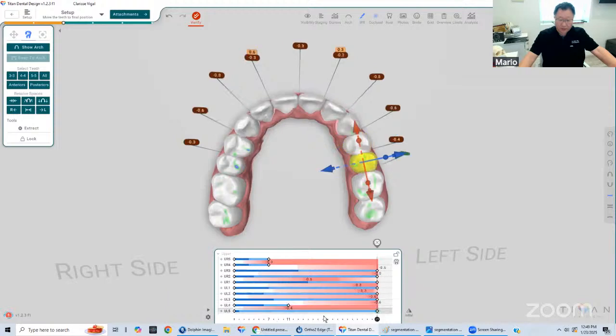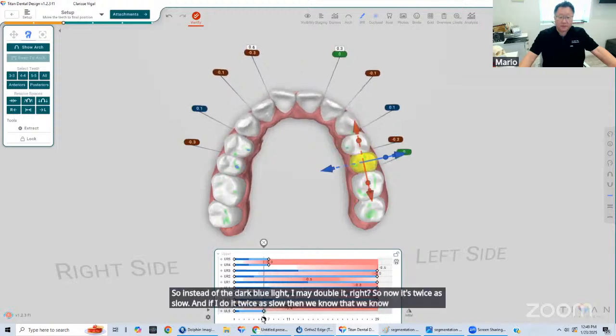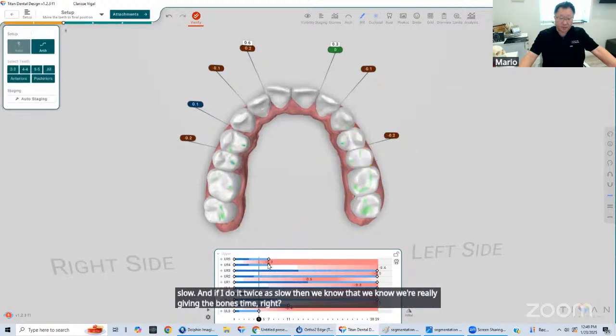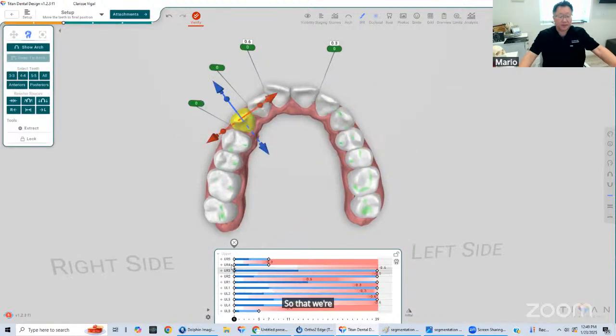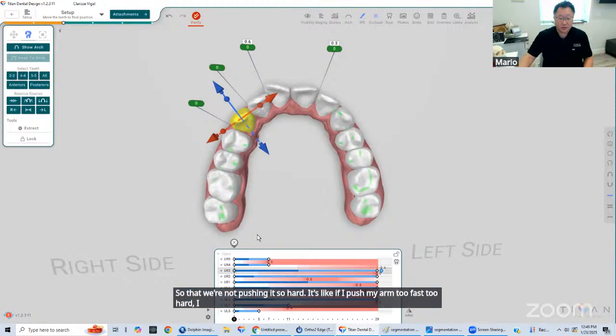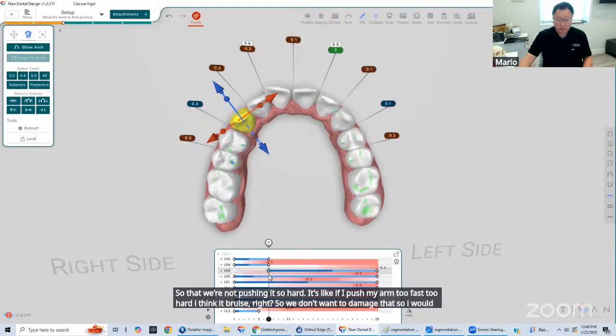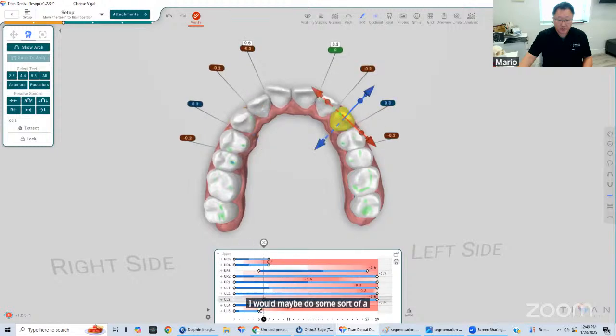then we know that we're really giving the bones time, right? The root and the bones time so that we're not pushing it so hard. It's like if I push my arm too fast, too hard, I could get a bruise, right? So we don't want to damage that. So I would double the amount. And I would maybe do some sort of a sequential here, right?